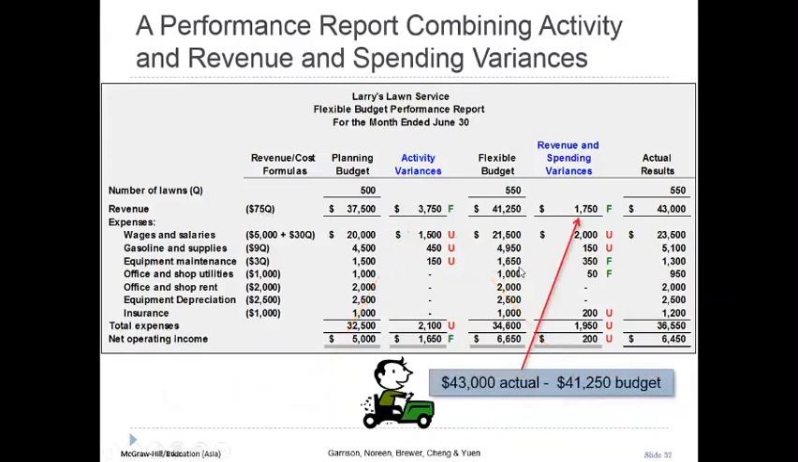However, for revenue and spending variances, you need to draw up the flexible budget first. You cannot use the extra lawns, because these two activities are the same. So you need to draw up the whole flexible budget first, then you compare it with the actual result.